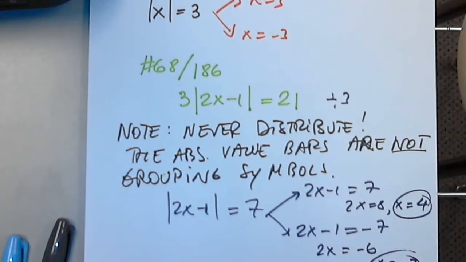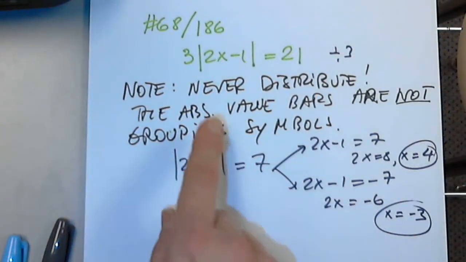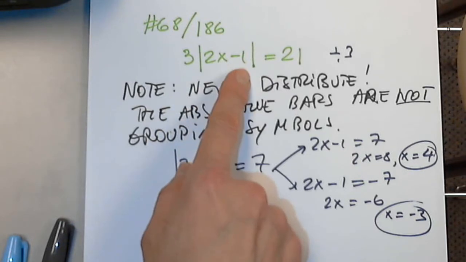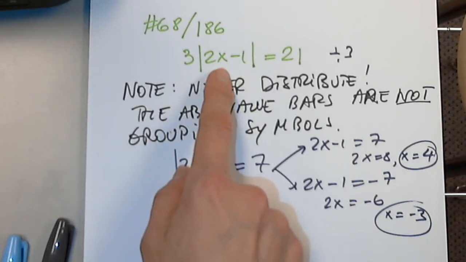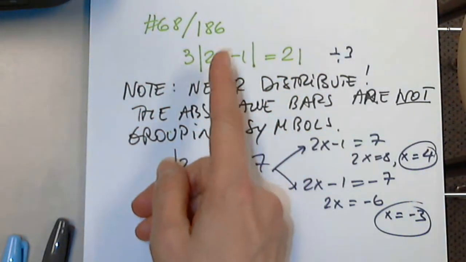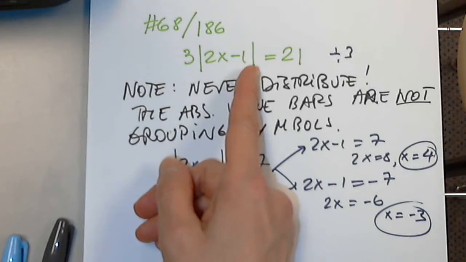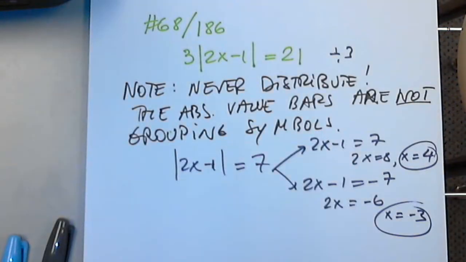Now, if you have any doubts, you don't have to go back and check, but you could. Let's try 4. 2 times 4 is 8. 8 minus 1 is 7. The absolute value of 7 is 7. 3 times 7 is 21. If you want to check negative 3, 2 times negative 3 is negative 6. Negative 6 minus 1 is negative 7. The absolute value is 7. 7 times 3 is 21. You don't have to check. We did not employ any unsafe procedure here.